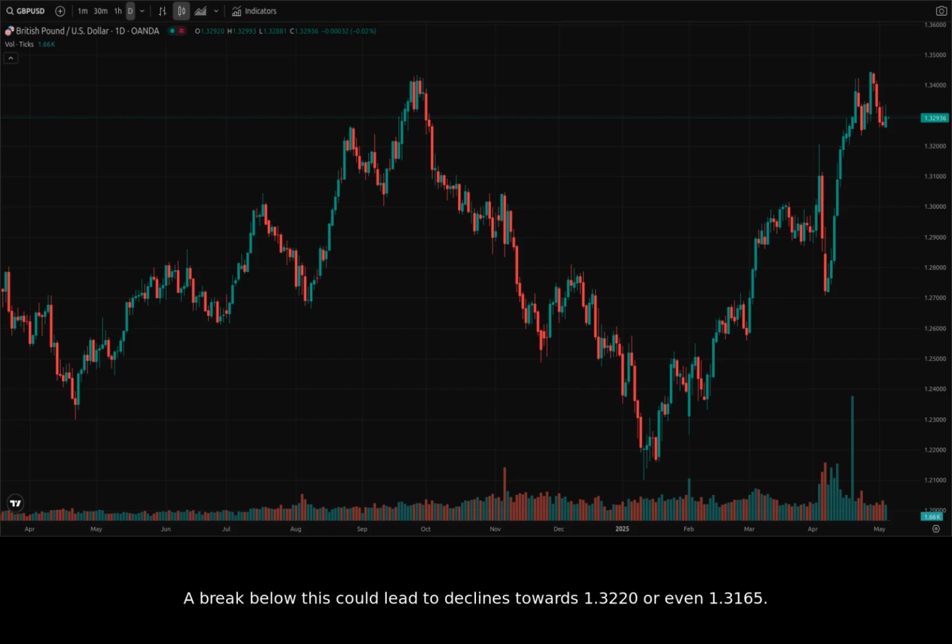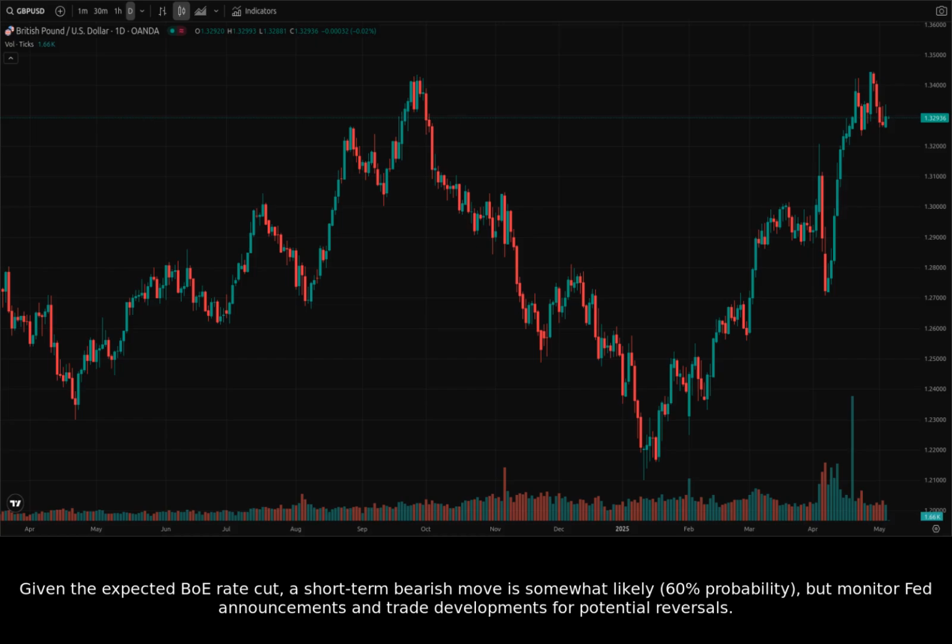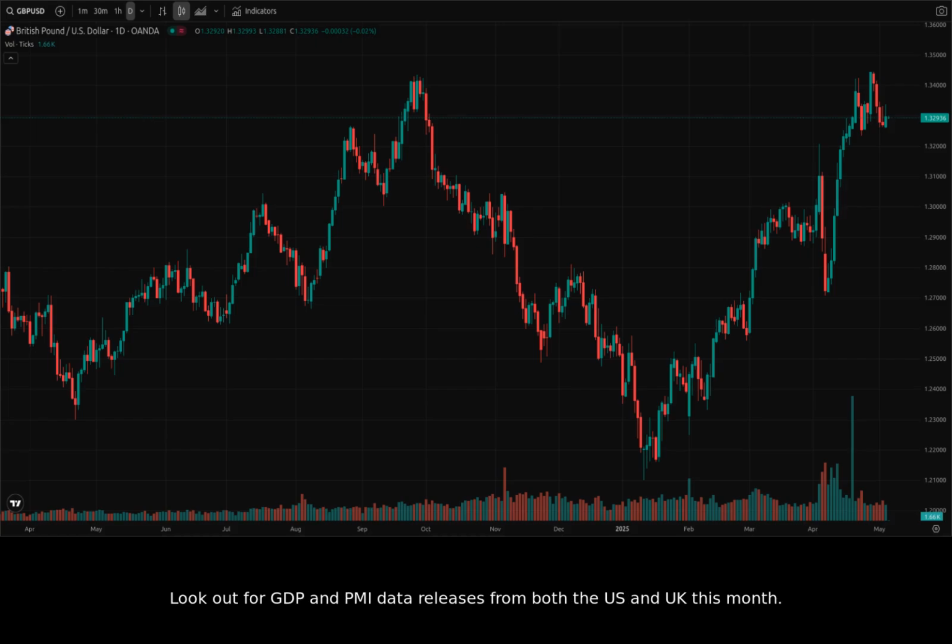A break below this could lead to declines towards 1.3220 or even 1.3165. Given the expected BOE rate cut, a short-term bearish move is somewhat likely, 60% probability, but monitor Fed announcements and trade developments for potential reversals. Look out for GDP and PMI data releases from both the US and UK this month.